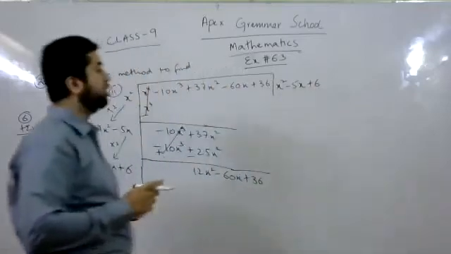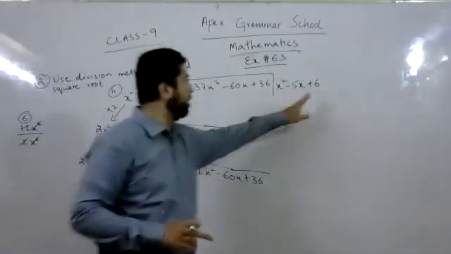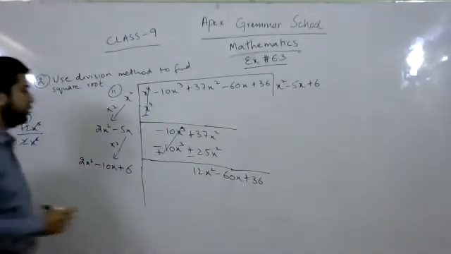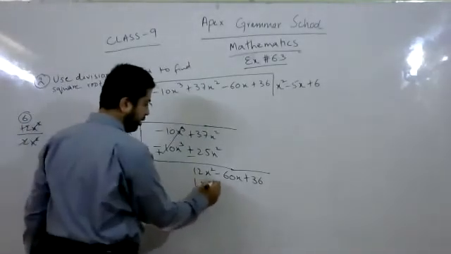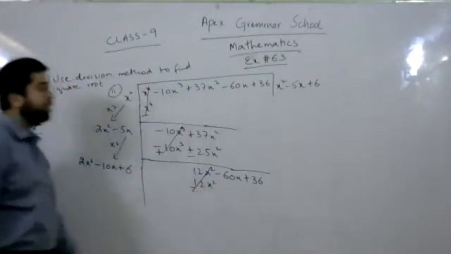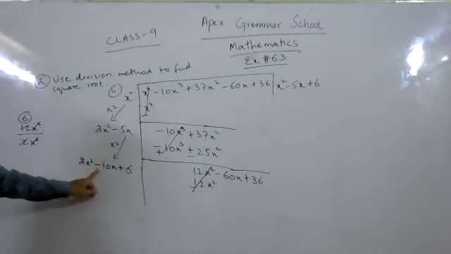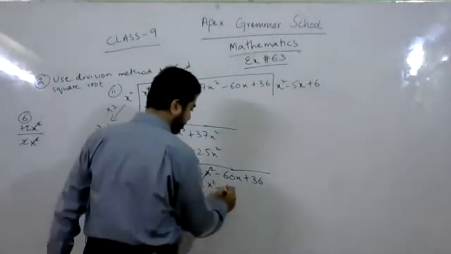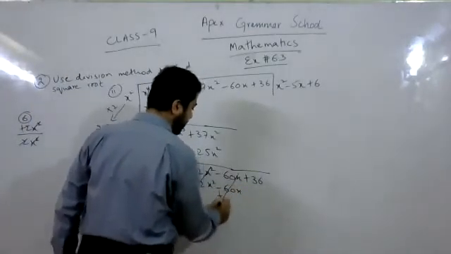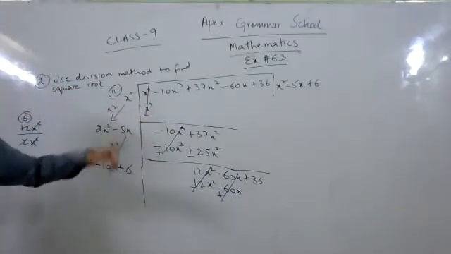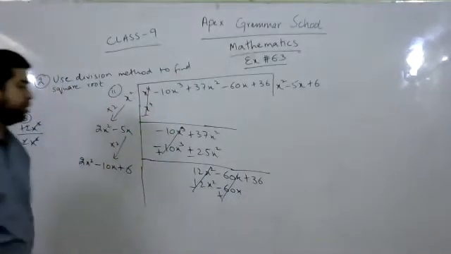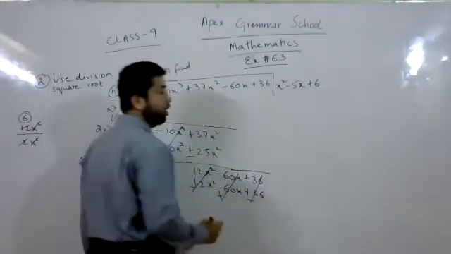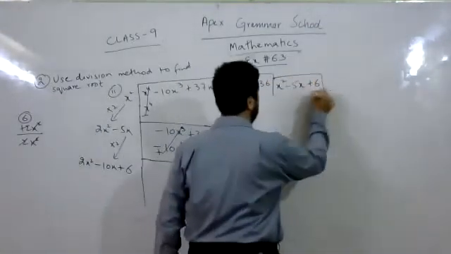So it's time for 6. 6 multiplied by this 2 is 12x squared. Change the sign, cancel it. Then 6 multiplied by minus 10x, we get minus 60x. Change the sign and cancel it. Then 6 will multiply with this 6: 6 sixes are 36. Change the sign and cancel it. Now this is your answer.